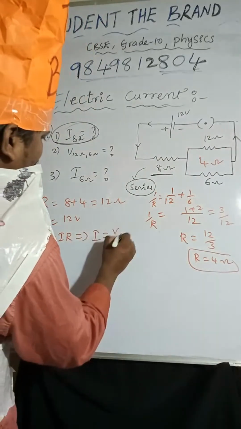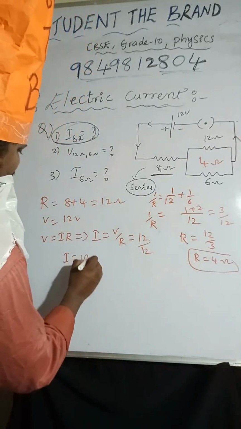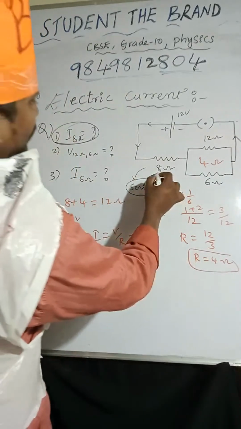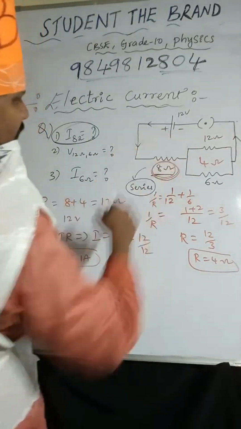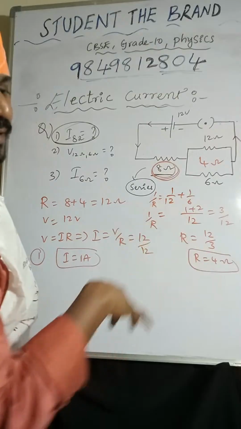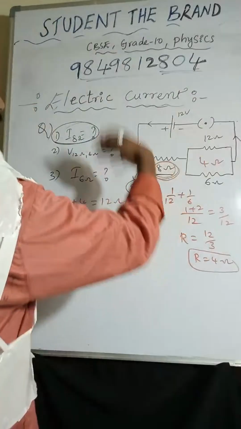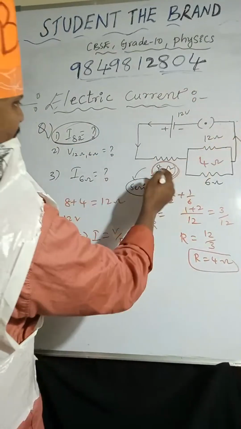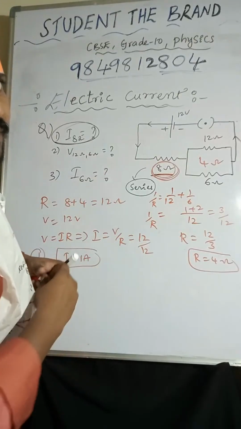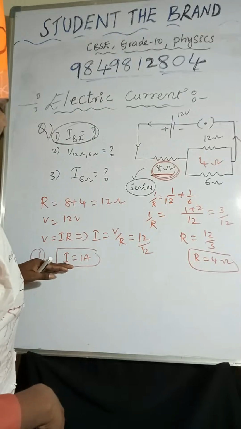I equal to V by R. So 12 by 12, that is I equal to 1 ampere. So the first one, we got the answer. As I said, the 8 ohm resistor is connected in the series circuit, connected in series to the battery, a cell. Here a cell is given, so that's why it is series. Whatever current is flowing through the entire circuit, the same current will flow through the 8 ohm resistor. You have to remember that and observe that point carefully. So the answer is 1 ampere.